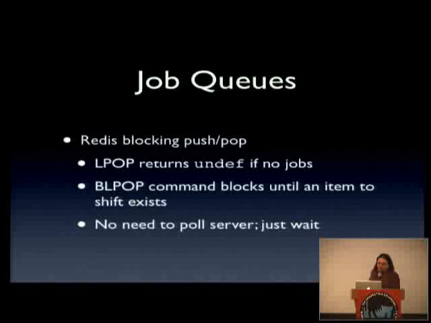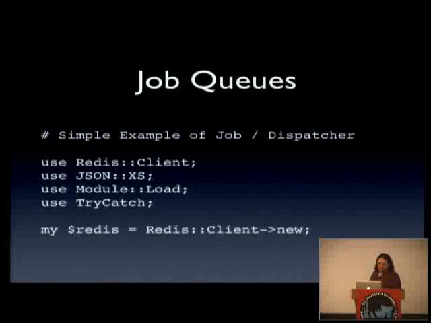So we mentioned lpop before, which pops an item off the left, or shifts it in Perl terms. There's also another Redis command called blpop, which does a blocking pop. And the reason this is useful is if you do an lpop and there's nothing on that list, you just get undef back, or you just get a null item in Redis terms. So a blocking pop is just like reading data from a console. The program will wait for data to be there before continuing on.